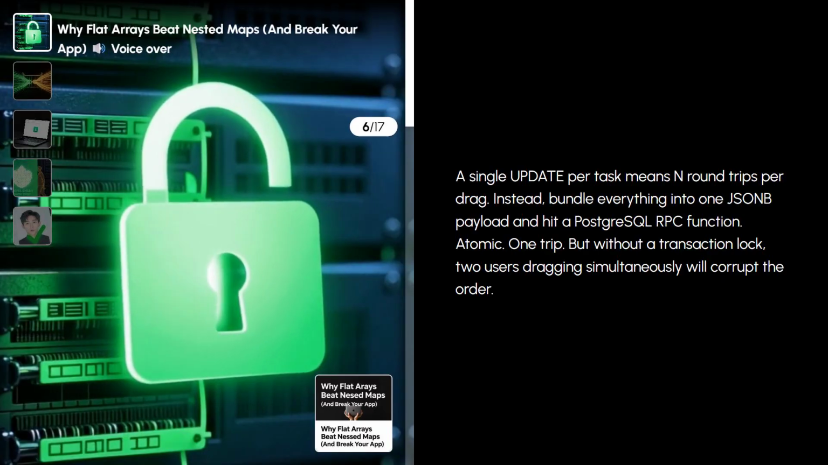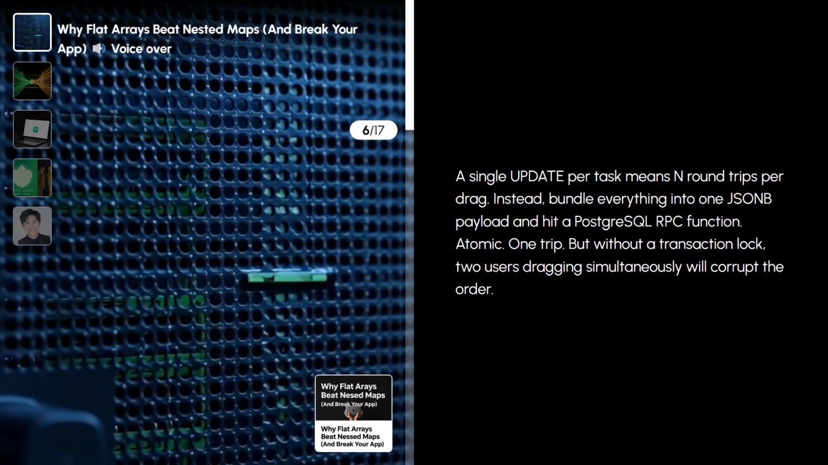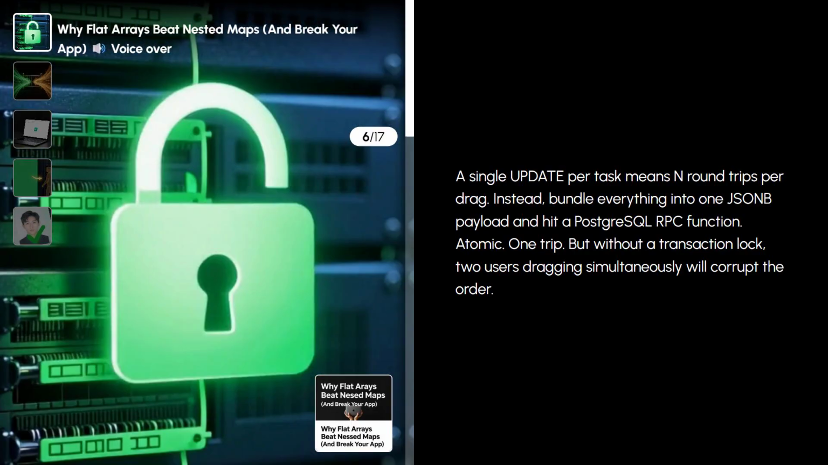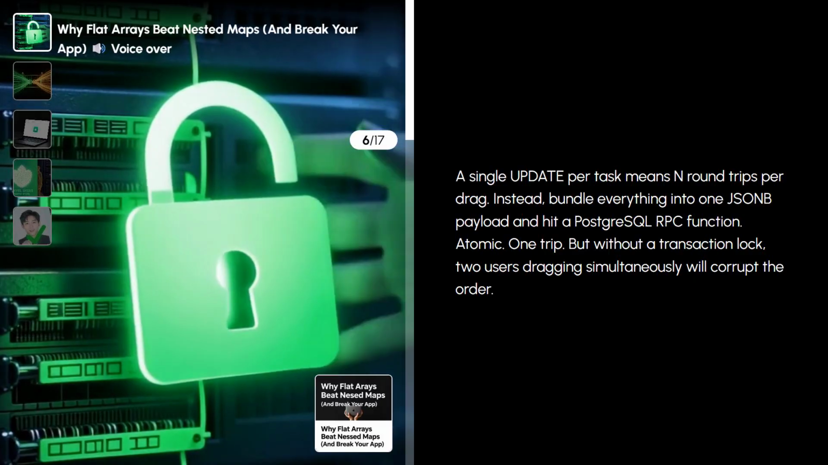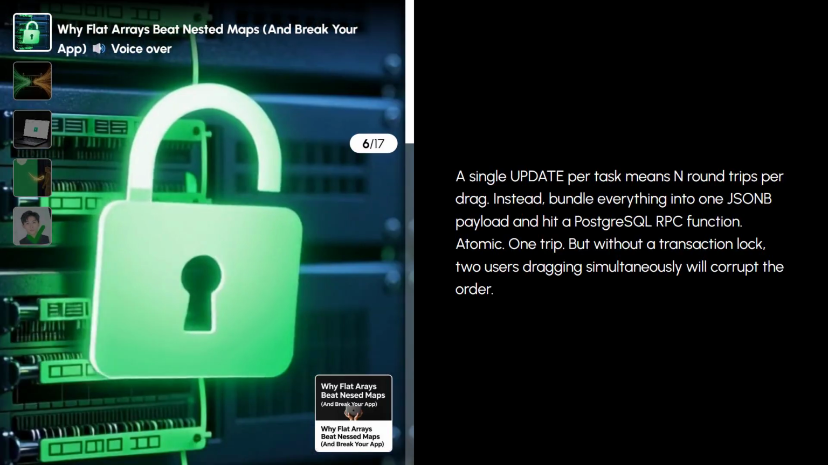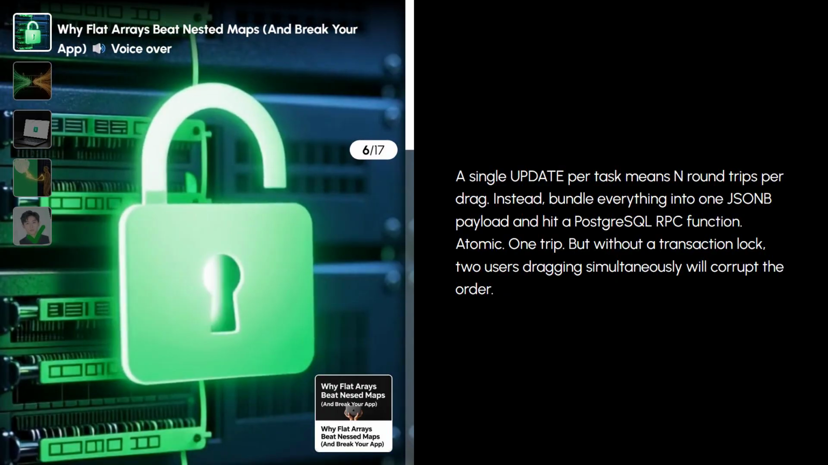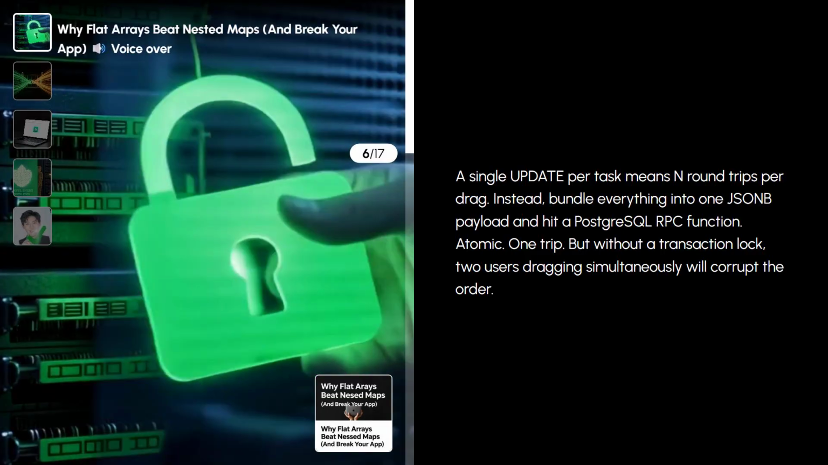Updating one task at a time is n round trips. Instead, bundle the whole operation into a single JSONB payload and fire it at a PostgreSQL RPC. But here's the catch. Without a PG advisory xact lock, 2 users dragging at the same time will corrupt your order.